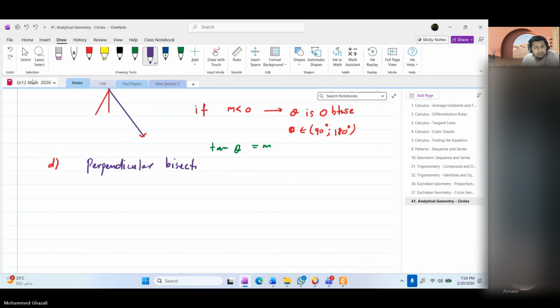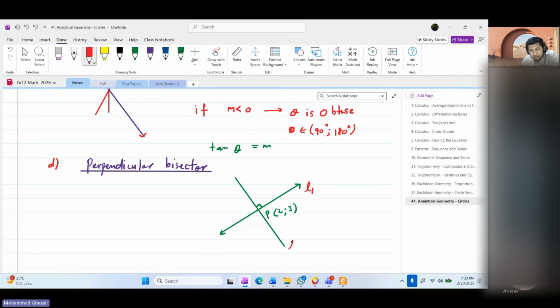Bisector. What's a perpendicular bisector? Say this point P is (2, 3). You have a point (2, 3), and this line is given, L1. So the perpendicular bisector will be L perpendicular.